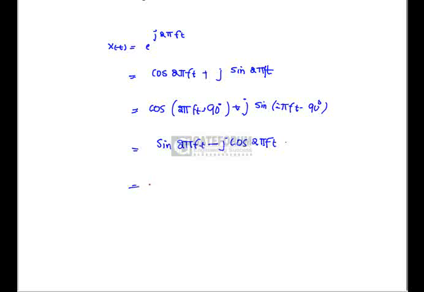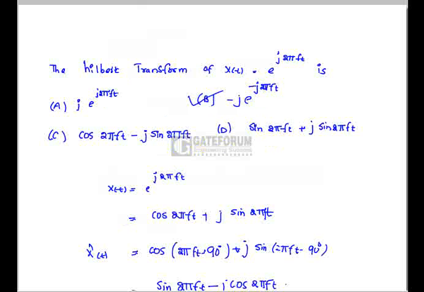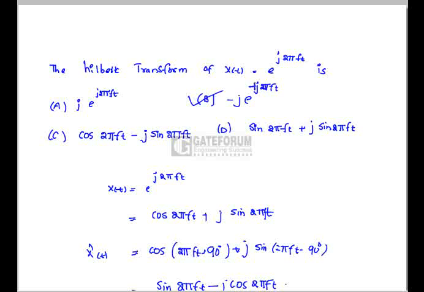If we take minus j out, here cos 2 pi ft is j sin 2 pi ft, which equals minus j e power minus j 2 pi ft, which is option B. Here there should be a minus sign here. This should be plus. Then we will get this as a plus as well as this as a plus. So option B is correct.